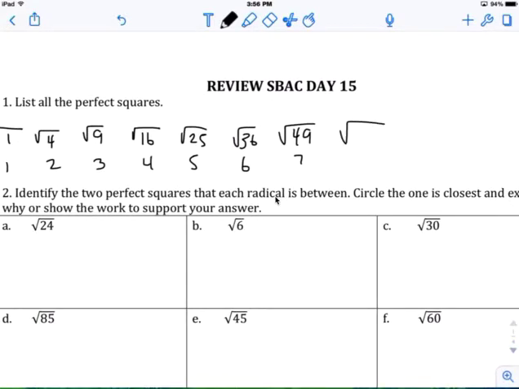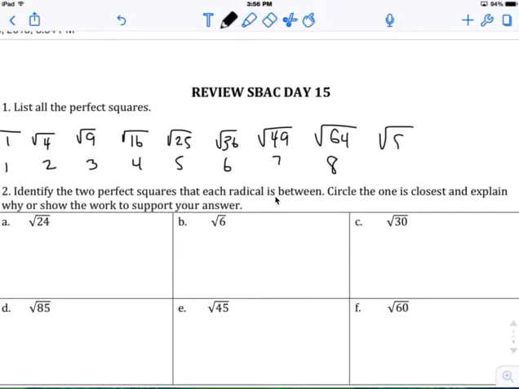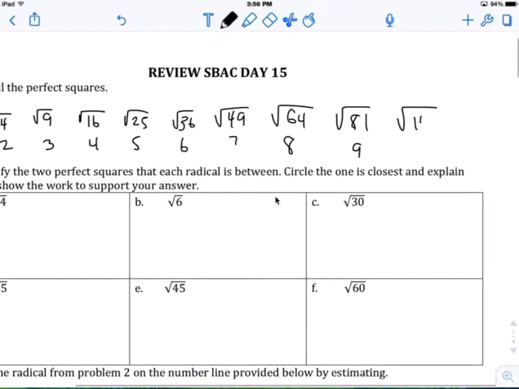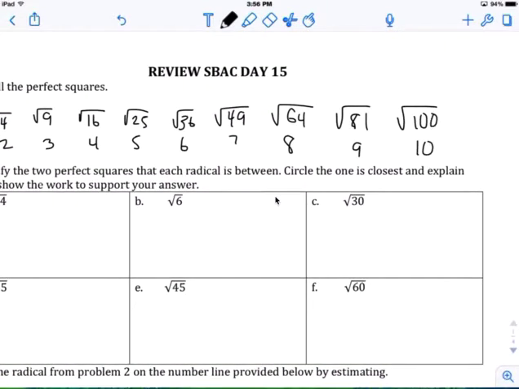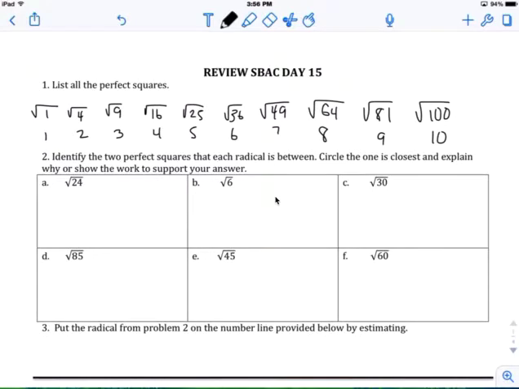Square root of 64. Square root of 64, answer is 8. Square root of 81, the answer is 9. Square root of 100, the answer is 10. Okay, so what you're going to do is look at this here. These are all called perfect squares.